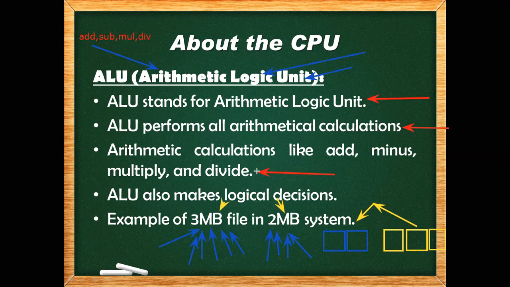ALU also makes logical decisions. As we discussed about logic, logic means the thing which makes sense. That thing is called the logic. So, example of a 3 MB file in a 2 MB system. For example, your computer has only a space of 2 MB, and you want to download the file of 3 MB.